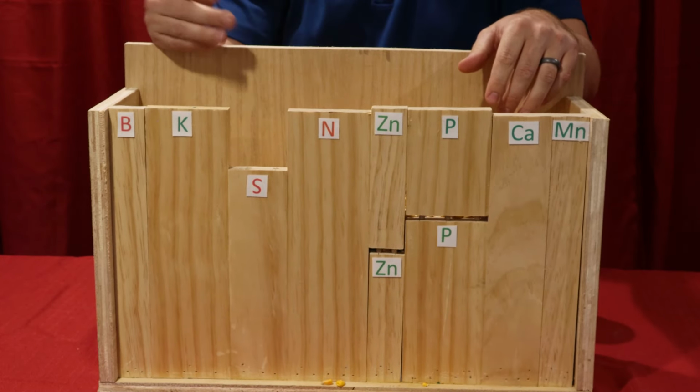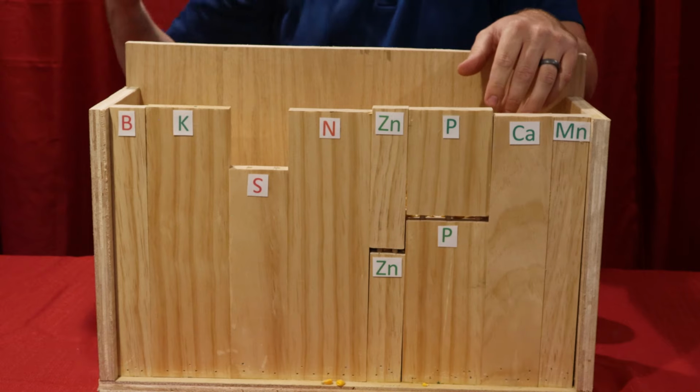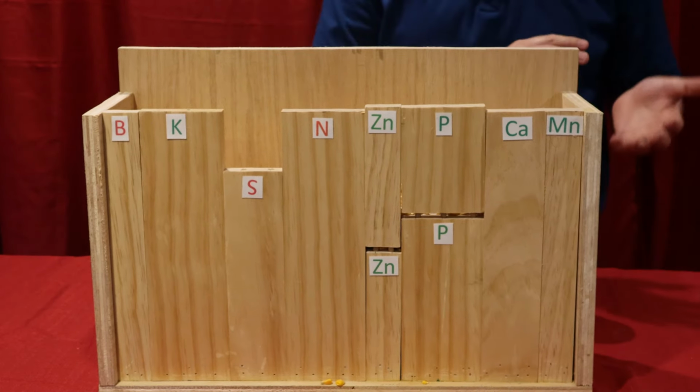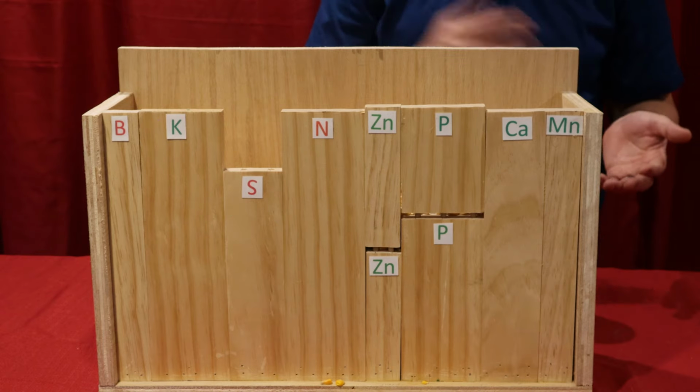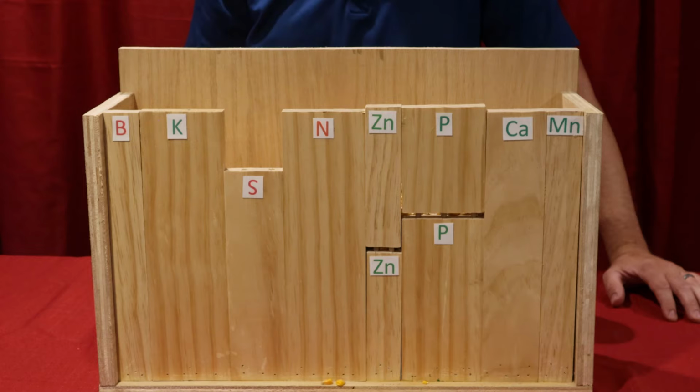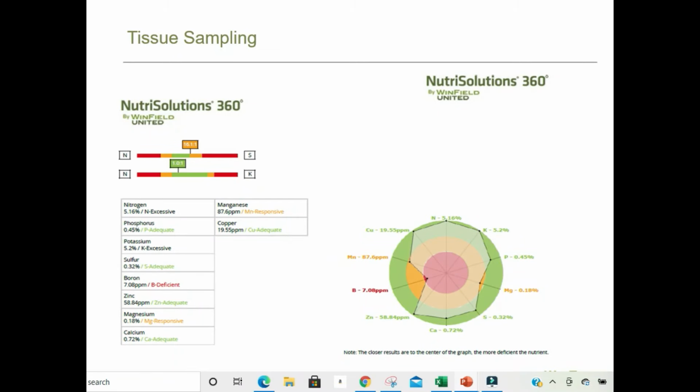Now we can evaluate where our crop is at in two ways. We can look at our soil samples, which is a good indication of where our nutrients are at in the soil. However, it doesn't necessarily tell us how much is actually getting into the plant. And so that's where tissue samples can help you evaluate how much of the nutrients are actually physically getting into the plant.